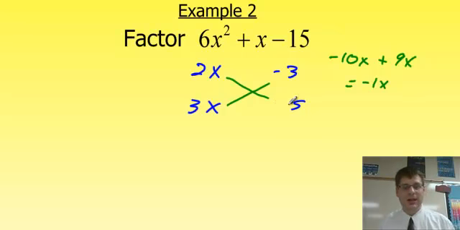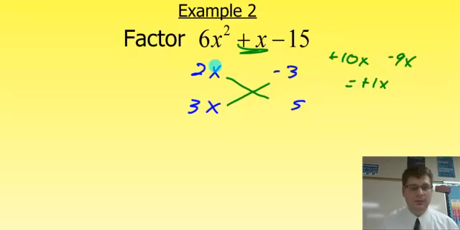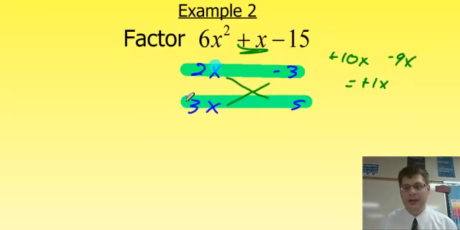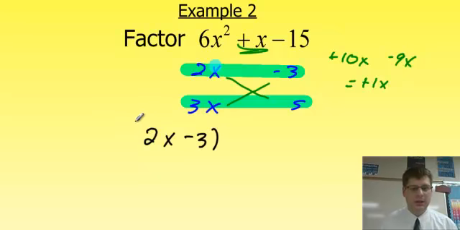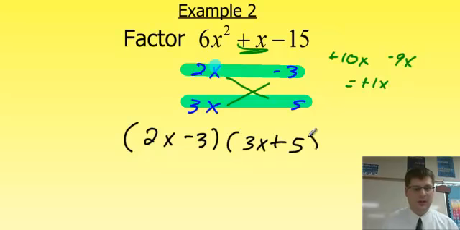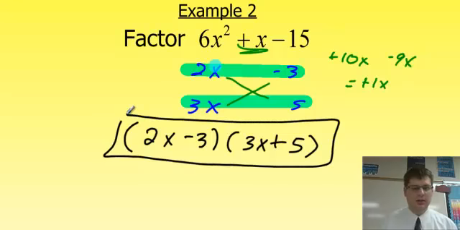And look, so I'll say 2x times 5 gives me positive 10x, and this is going to be negative 9x. And look, when I add those together, that's going to be positive 1x. Exactly what I want there. So I got my factors. Okay, pretty quick, pretty painless. Right there. So I would write it out. My answer would be 2x minus 3 and 3x plus 5. And I'm done.